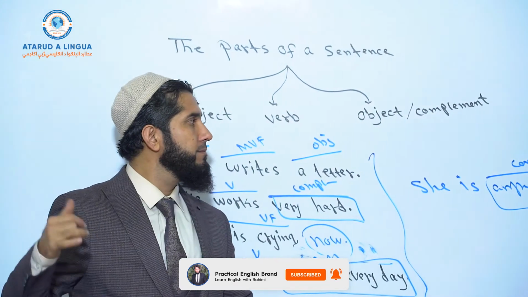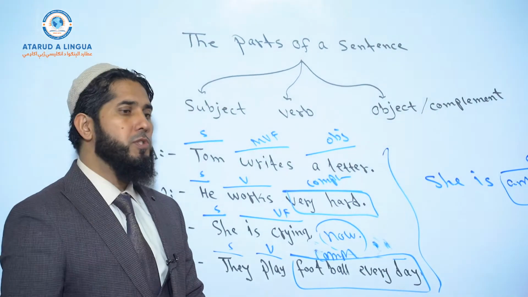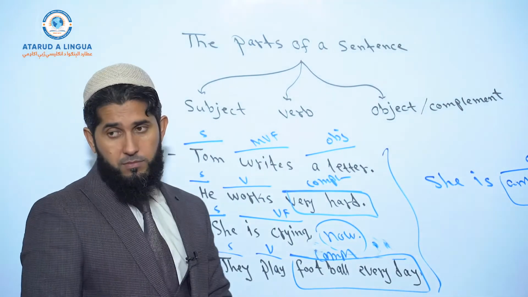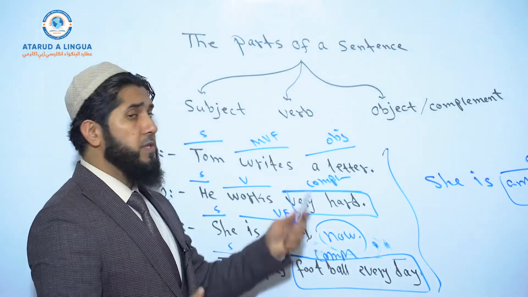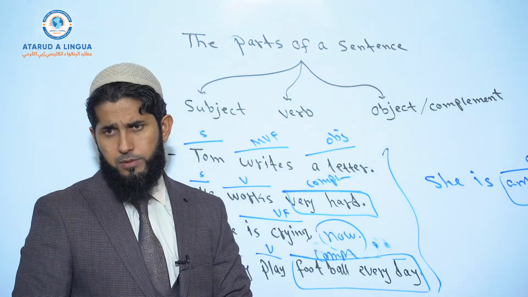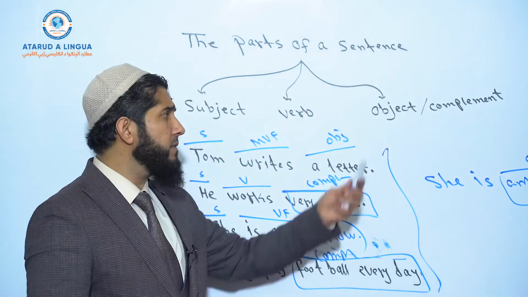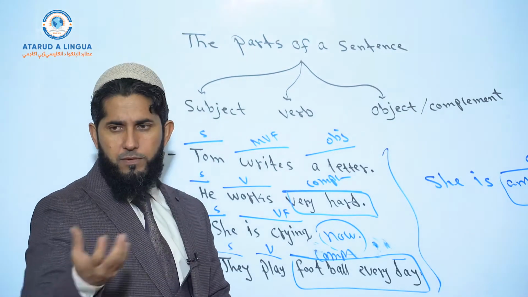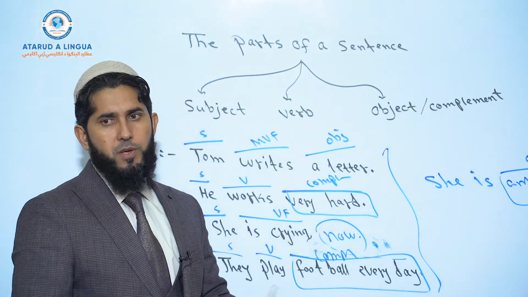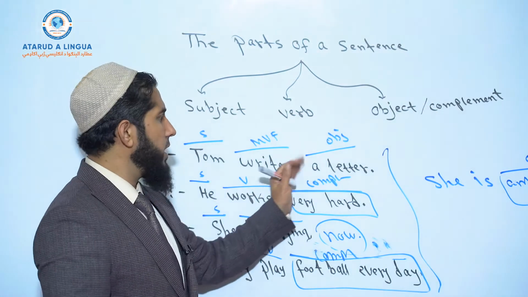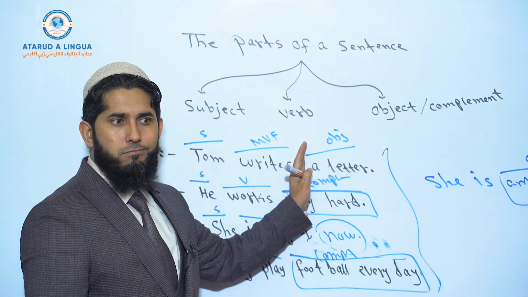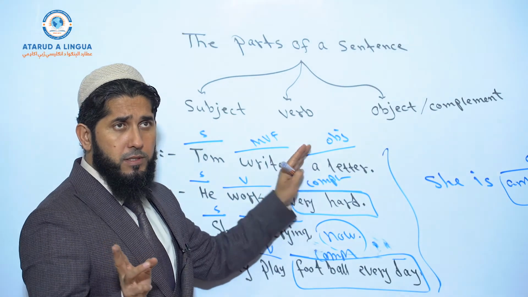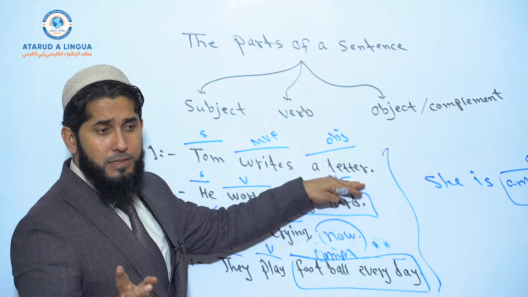Subject, verb, object or complement, these three are the most important parts of a sentence, specifically subject and verb. I told you that if your verb is intransitive, there may not be an object. If your verb is transitive, there should be an object, because transitive verbs need objects. Without objects, they do not give complete meaning. For example, you say, Tom writes. It does not give a complete meaning. Why? Because this verb is transitive, it needs an object.